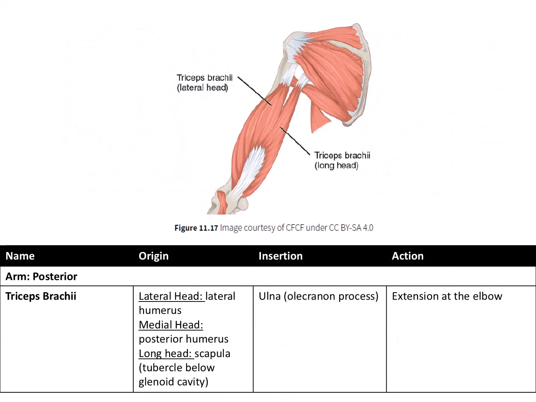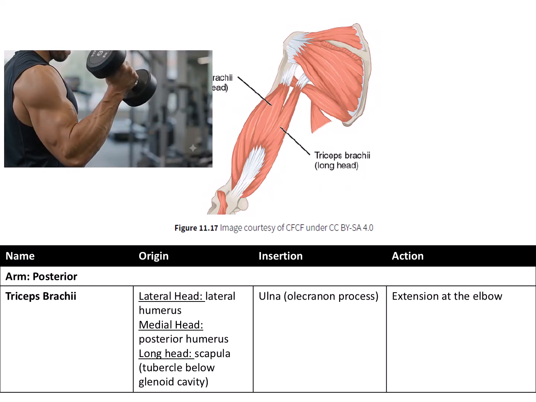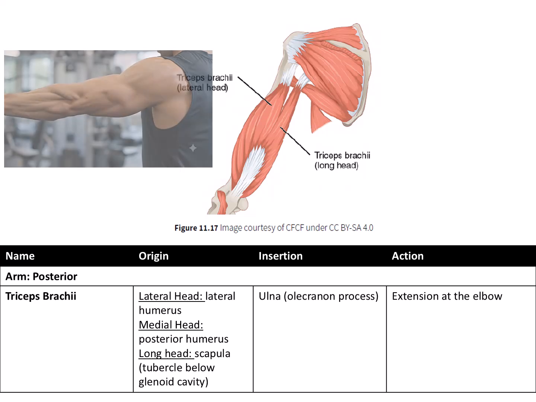On the posterior part of the arm is triceps brachii. Triceps means three origins. It has a long head, a medial head, and a short head. The lateral head originates from the lateral aspect of the humerus. The medial head originates from the posterior part of the humerus, and the long head originates from the scapula below the glenoid cavity. Triceps brachii inserts on the olecranon process of the ulna. When it contracts, it extends the forearm, working as an antagonist to the anterior forearm muscles.